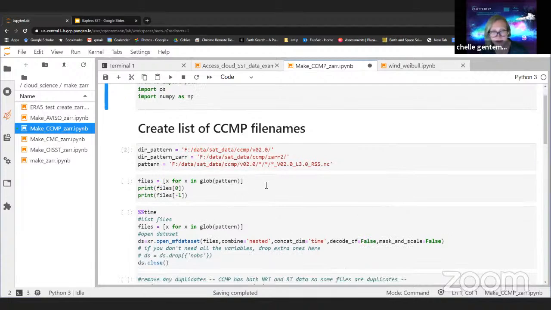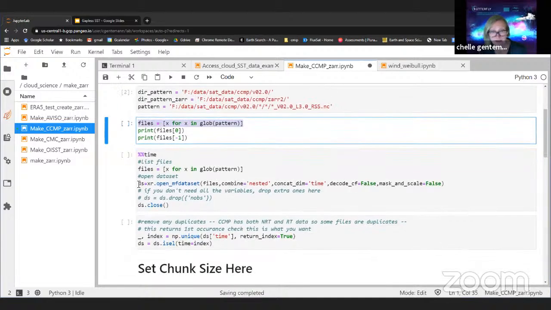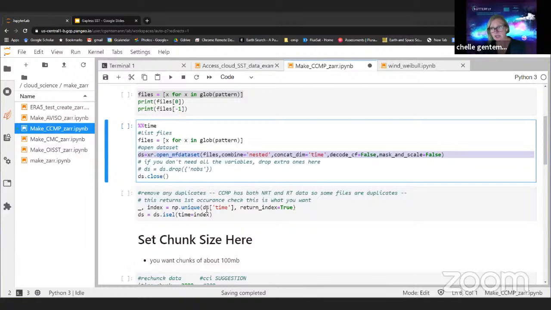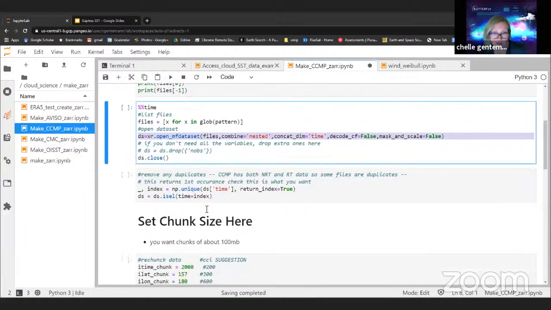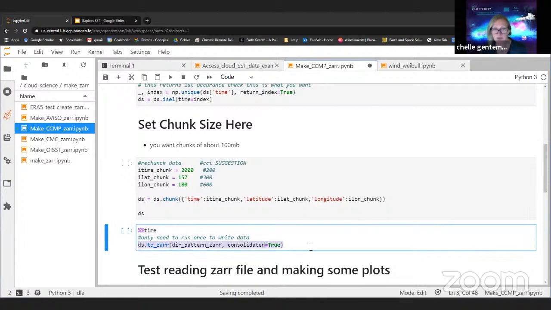So I create some patterns to read in the files. Here's where I read in all of the global files using open_mfdataset. I make sure there's no repeat because there are some real-time files mixed in with the data, so I remove any duplicates. I set my chunk size, and then I write to Zarr. I think this notebook runs in maybe 45 minutes, and most of that is because it has to create a 300 gigabyte data set on my drive. So creating a Zarr store, you want to be careful and thoughtful about how you do it, but once you get the code running, it's as simple as one line.